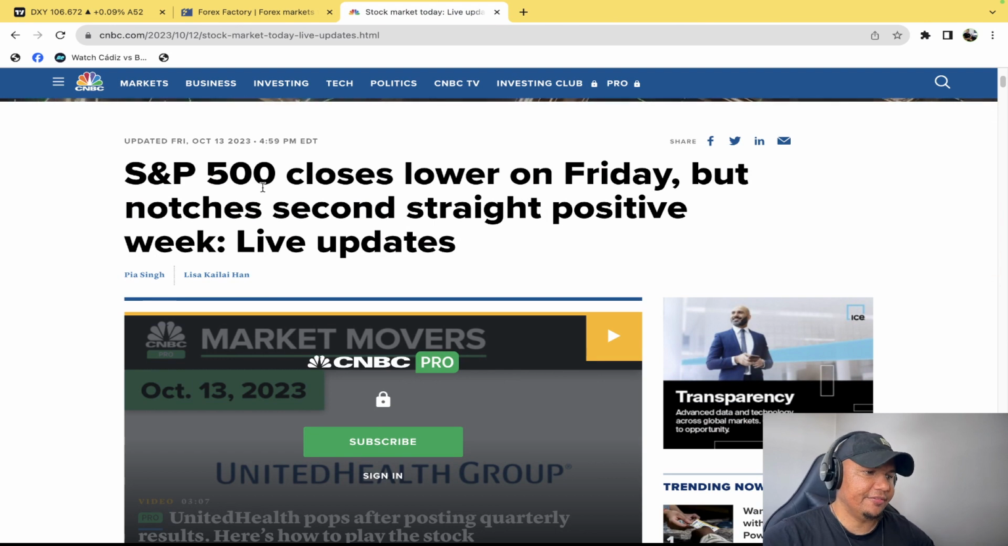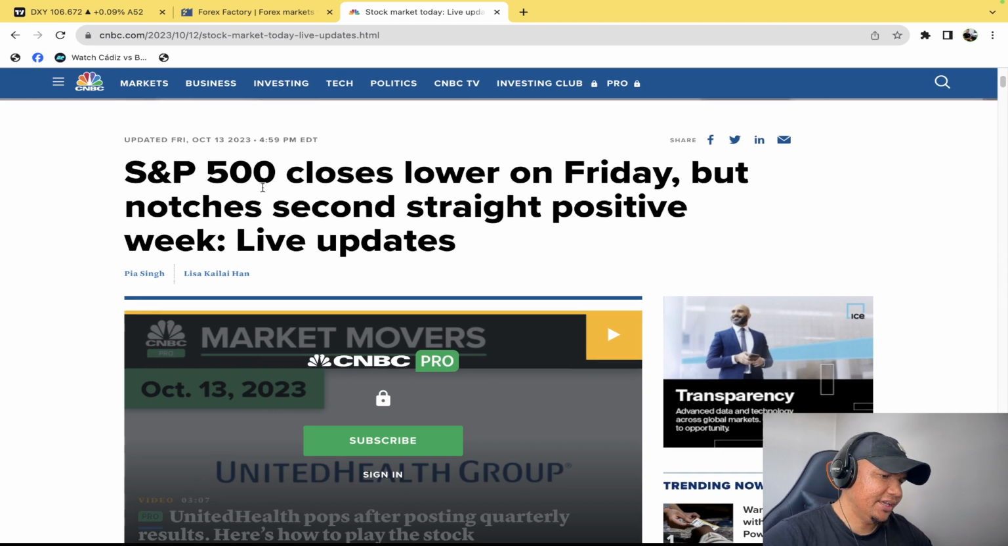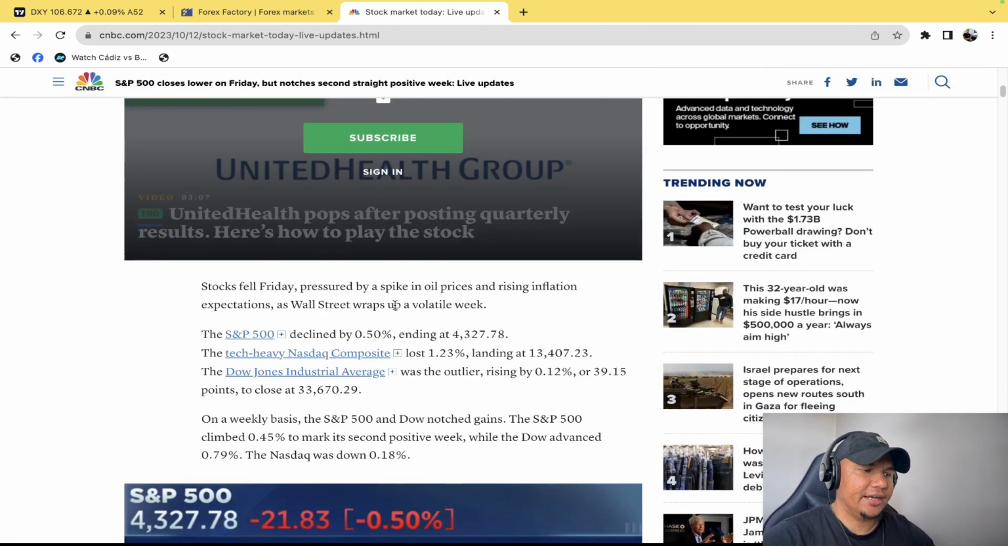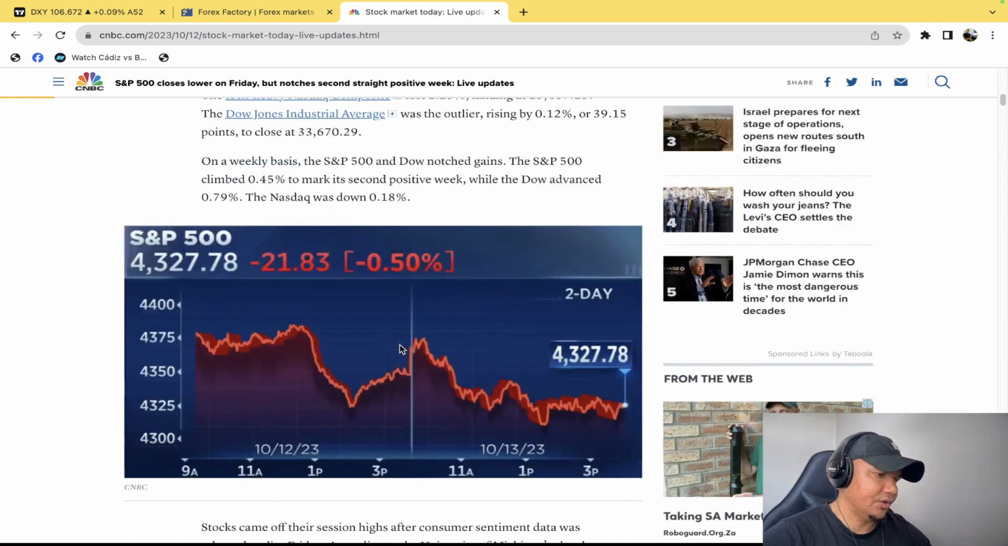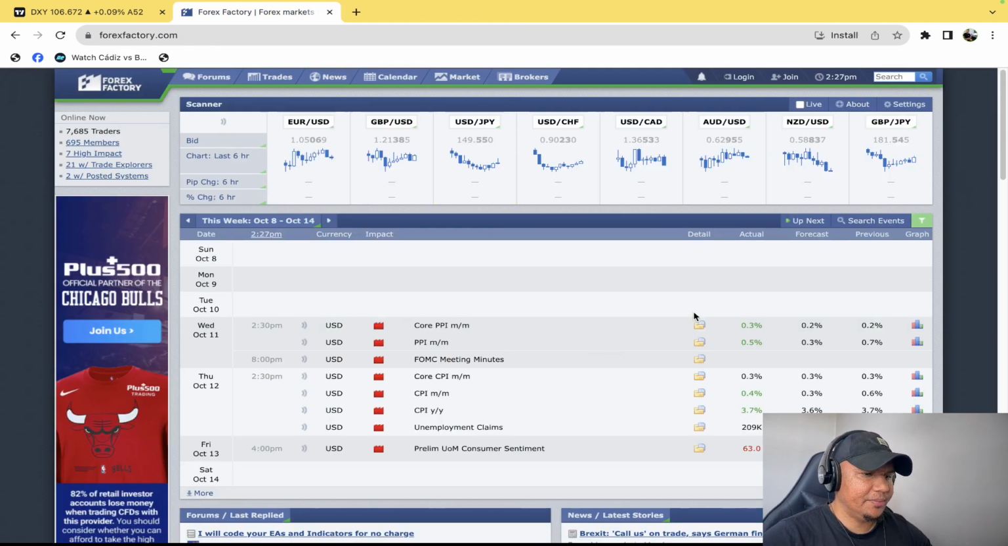And also the S&P 500 closed lower on Friday, but still notched a second straight positive week. It says here, stocks fell Friday, pressured by a spike in oil prices and rising inflation expectations as Wall Street wraps up a volatile week. We obviously also had some CPI data that came through at 0.3%. Previously, the core PPI and the CPI data were surprisingly lower. And this is one of the reasons why it was said that the Fed might have reached their peak in terms of hiking interest rates this year, and they are less likely to hike.